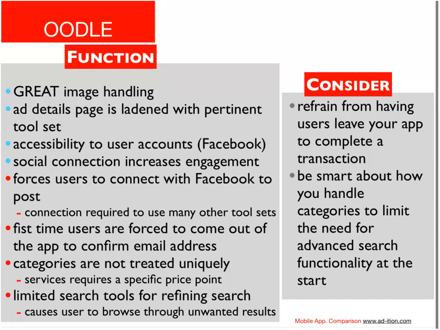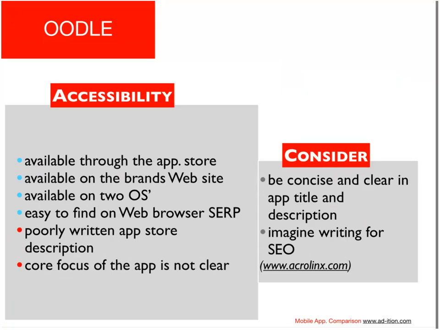So that was a big pain point with Oodle and going through the functionality. In terms of accessibility, again, available through the App Store and on their website. They've got two operating systems, iOS and Android, but their description was really poor, both the title and the body of the description. The core focus of the app wasn't clear. They spent a lot of time talking about social and Facebook and see what your friends are doing.